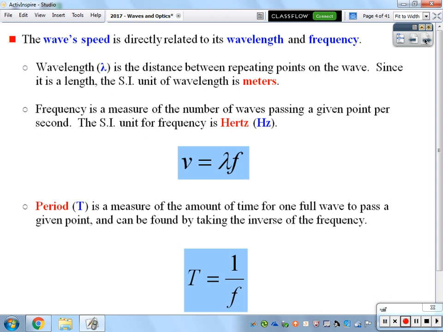So it's almost like you're taking a stopwatch and starting it, and seeing how long it takes for that wave to pass a given point. Just one wave. Frequency is the inverse of that. Think about the definition. Frequency is the number of cycles in one second. Now, for a period, it is how long it takes one wave to pass a given point.